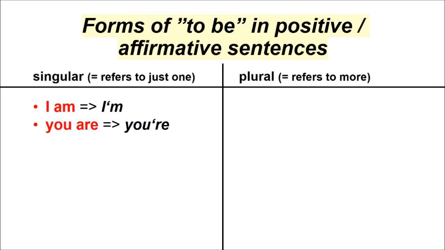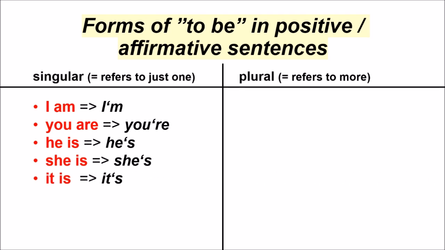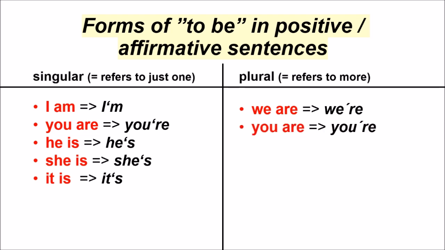The same applies to the second person: you are, long form; short form, you're, apostrophe. Third person: he is, he's; she is, she's; it is, it's. So once again, long forms are red, short forms are black, and they are much more common and used in spoken English. The plural forms are used when referring to more than one subject. So it's we are, we're; you are, you're; they are, they're.